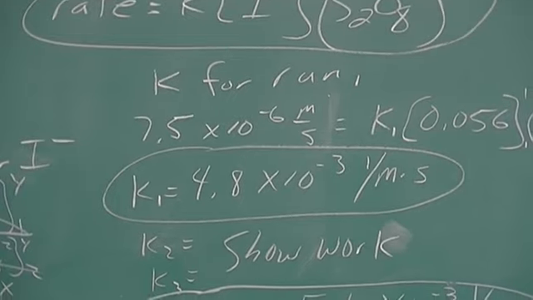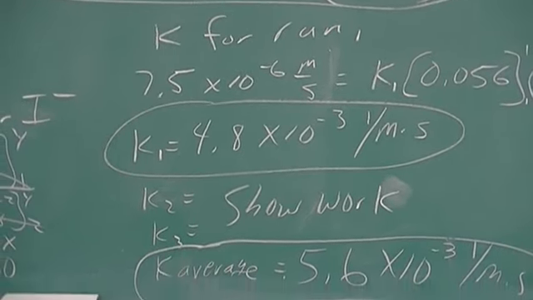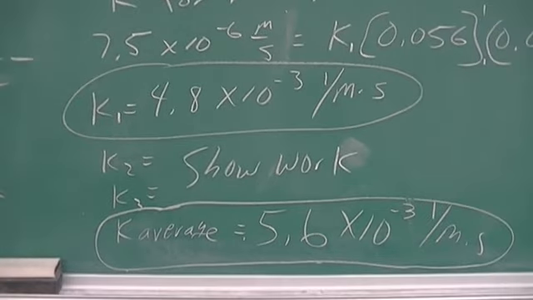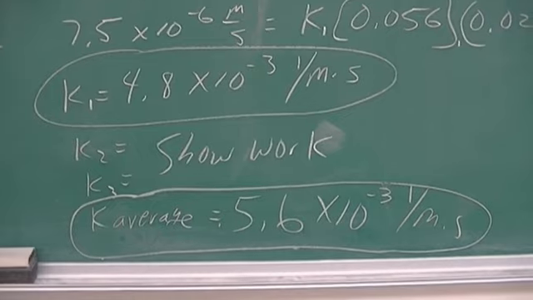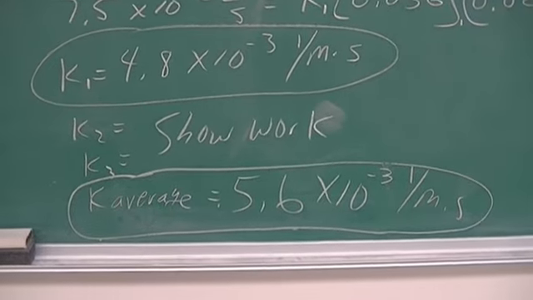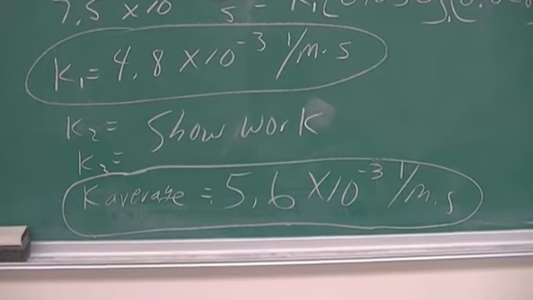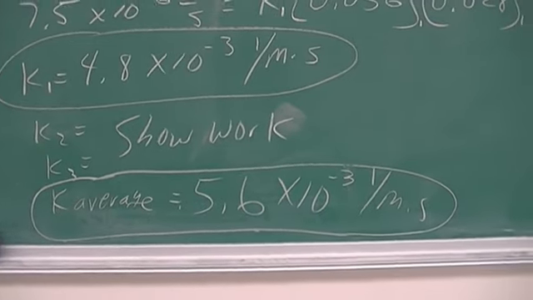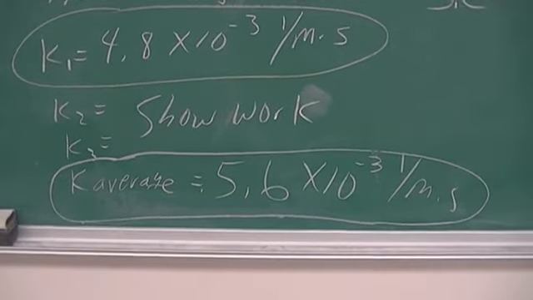And so you will do that exact same calculation to find K2 and then to find K3. And I did that. You will have to do that and show your work. And I did that in order to get the average. And so the average that I calculated is 5.6 times 10 to the minus 3, 1 over molarity times second.